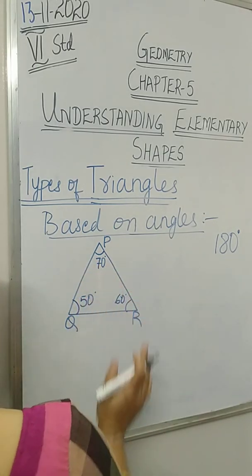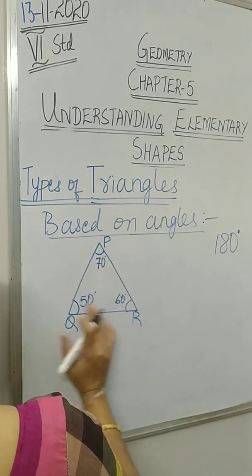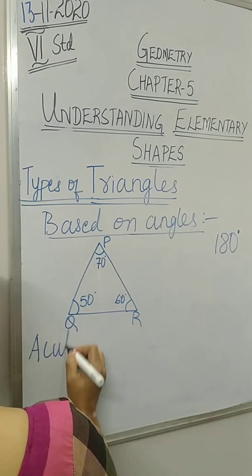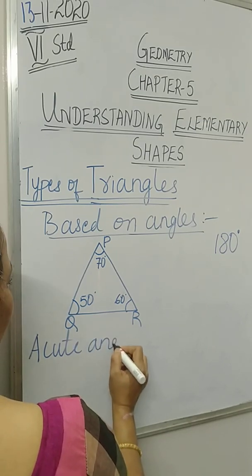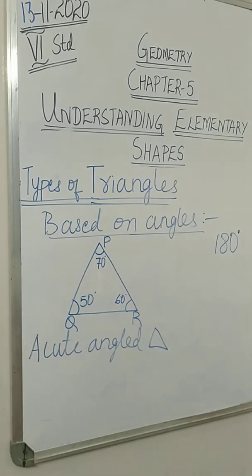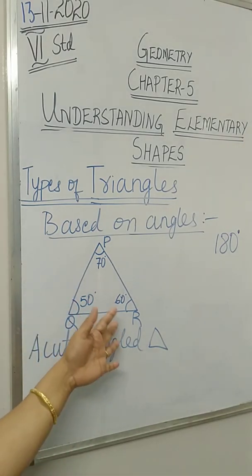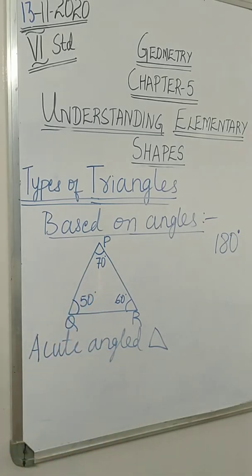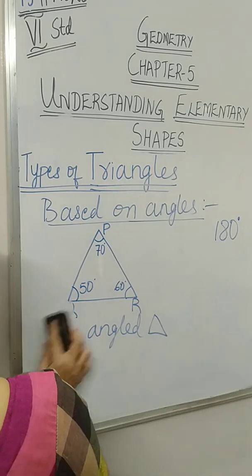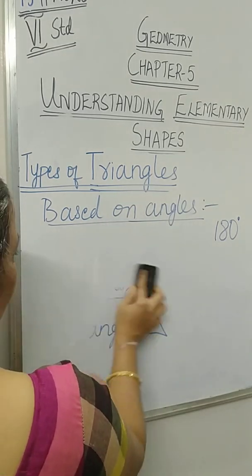So this type of triangle where all the angles are acute, they are called acute angled. Look at the name, acute angled triangle. Here not the sides, we are seeing only the angles. So this is the first type of triangle we have learnt. Okay. Look at the next one.